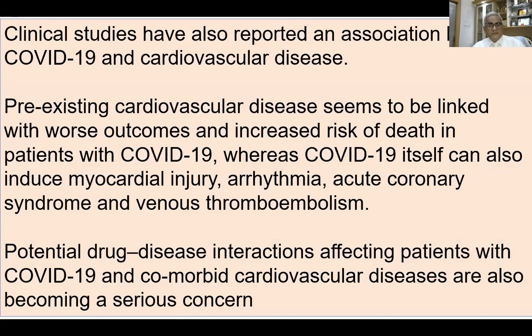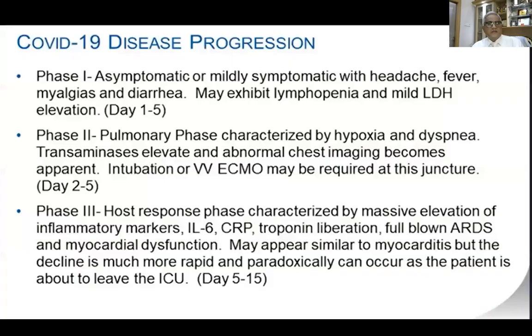We have already discussed that pre-existing cardiovascular condition is again an important factor which may get complicated with COVID-19 infection. Because COVID-19 infection, myocardial injury can cause arrhythmia, can cause acute coronary syndrome and venous thromboembolism. And also, there could be drug-disease interaction affecting patients with COVID-19 and comorbid cardiovascular disease, because there are a number of drugs which are being commonly used in COVID infection. Some of those drugs may also have a potential cardiovascular side effect.